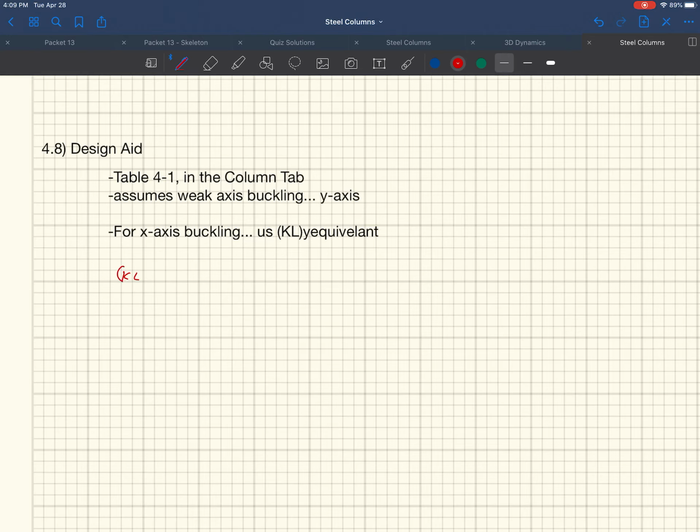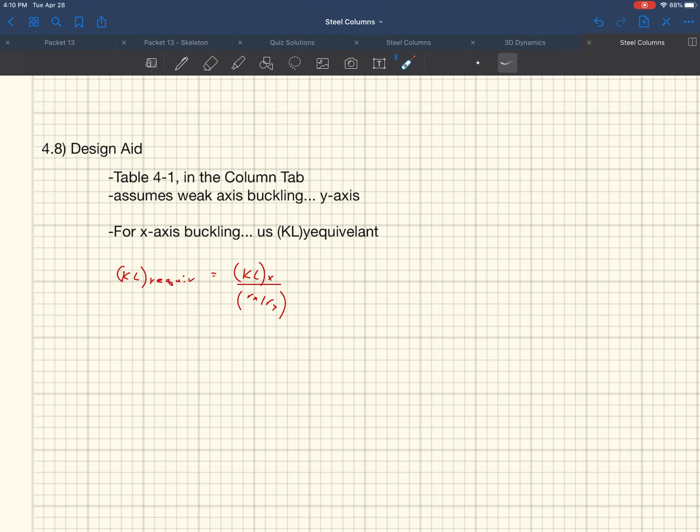KL Y equivalent is equal to KL x divided by the quantity of Rx divided by Ry. Okay? And so what this does is Rx over Ry is going to be bigger than 1. Right? Because Rx is your strong axis and Y is your weak axis.